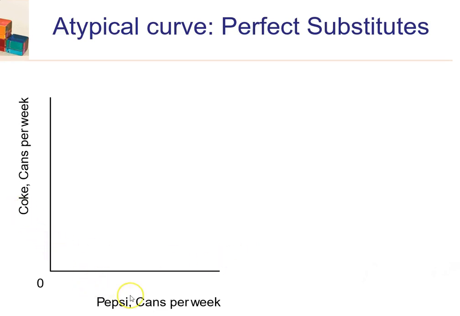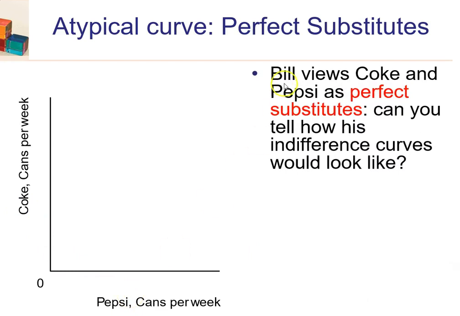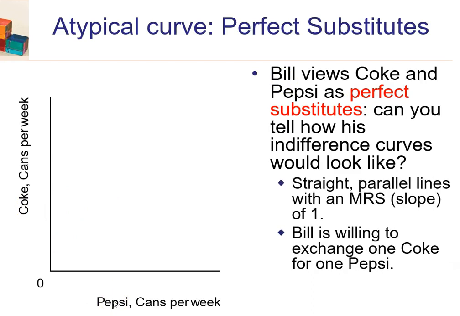So maybe Coke and Pepsi are perfect substitutes for you or for Bill. If these are perfect substitutes, if Bill likes one Coke just as much as one Pepsi, how would we mark that indifference curve? Well, consider the case where Bill has one Coke. If he likes that one Coke just as much as one Pepsi, then you could simply draw a straight line connecting this one Coke, no Pepsi, with one Pepsi, no Coke. That's a first indifference curve.